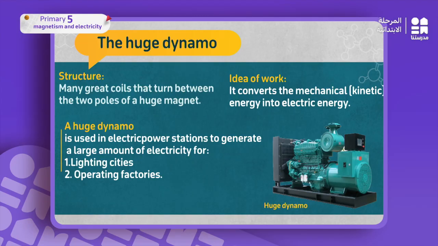What do we use the huge dynamo for? The huge dynamo is used in the electric power station to generate a large amount of electricity. What do we use a large amount of electricity for? We use it for lighting cities and operating factories. So we have talked about the dynamo, what a dynamo is, and the types of dynamo, small and huge dynamo.